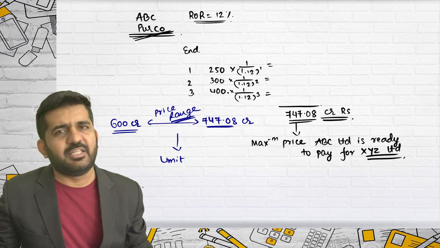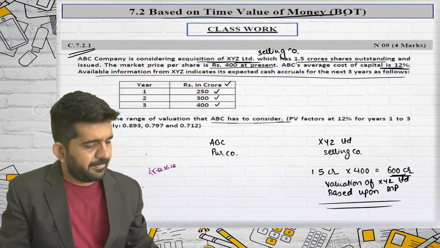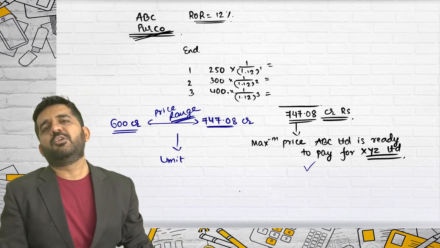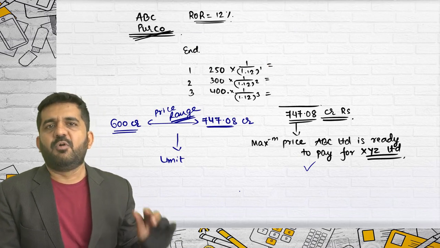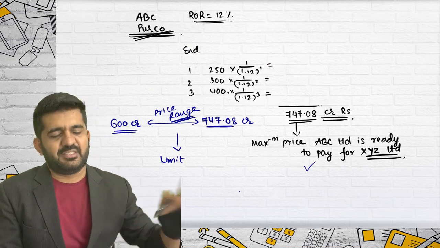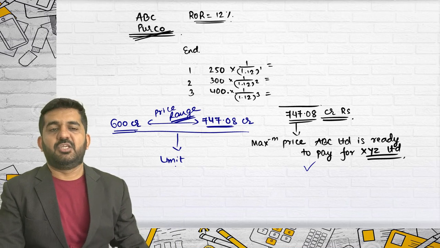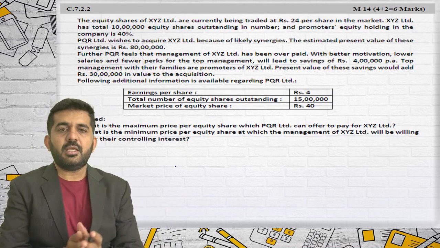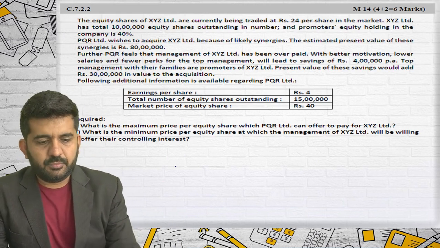Understand, ultimately there are two bases of valuation. One is by market value. One is by present value of future cash flow. We have valued the company by two methods and we have just decided a price range between which the company will be sold or purchased. See 7.2.2.